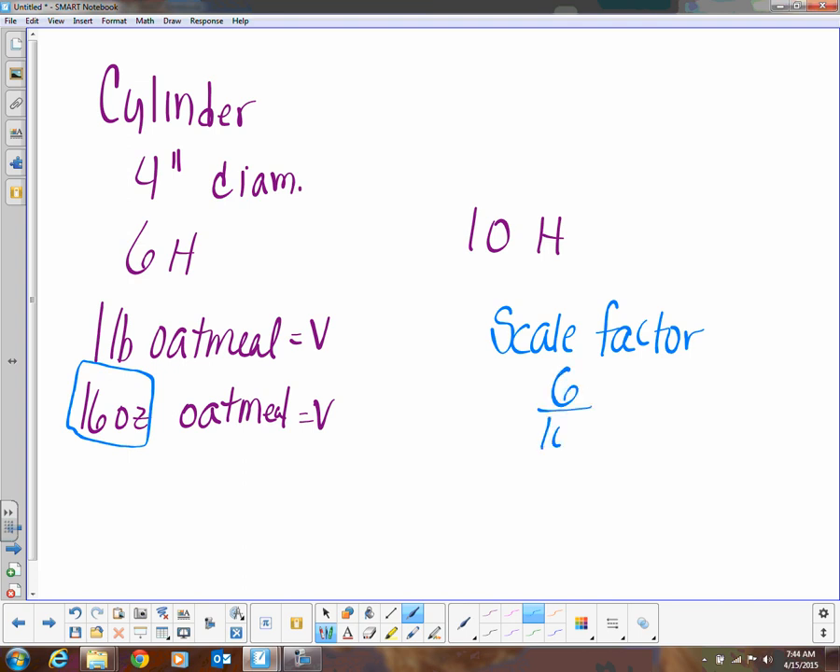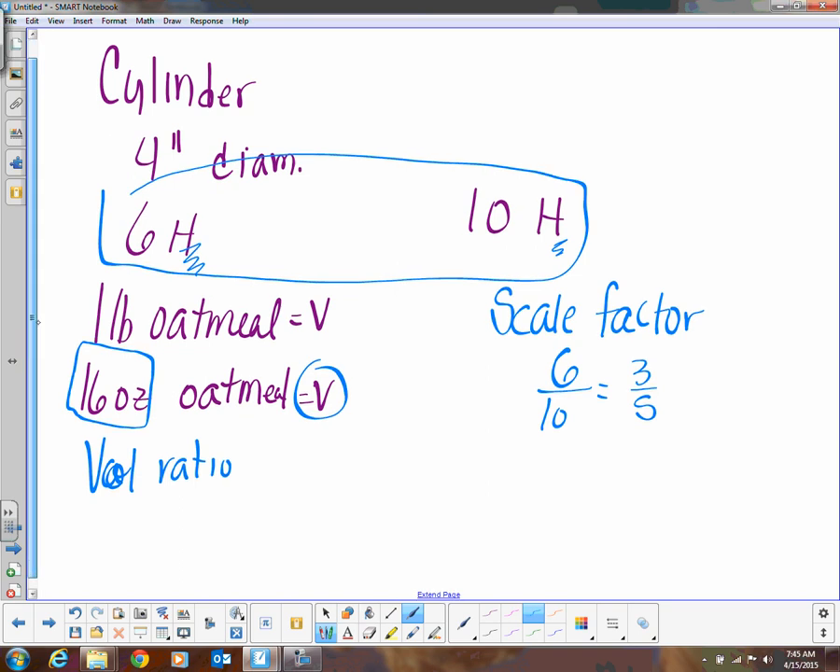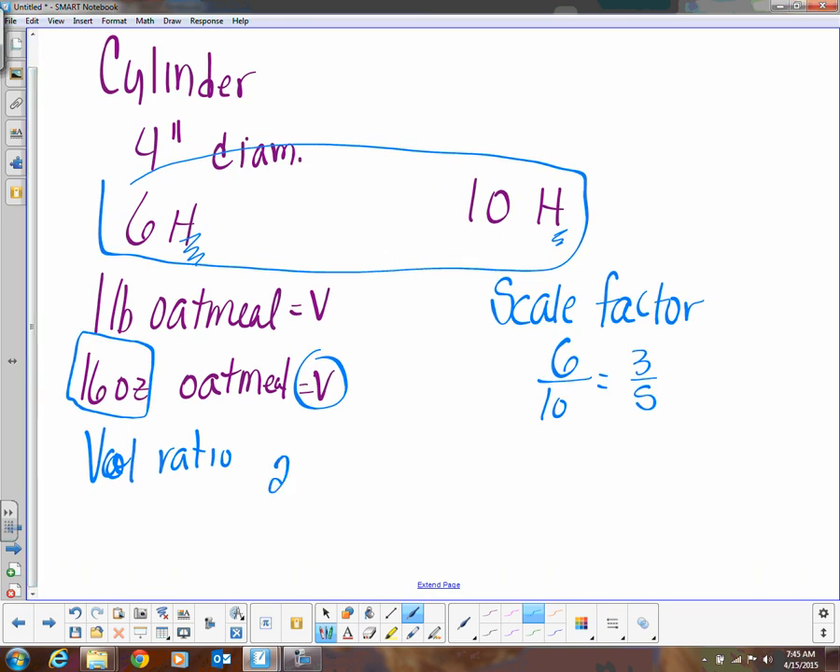6 over 10. Why do I use 6 and 10 and not 4? Because they're both heights. What does this reduce to? 3 over 5. If I need a volume ratio, how do I get my volume ratio? I cube it. So let's cube it. What do you get? 27 over 125. Where does the 16 go since it's volume, top or bottom?